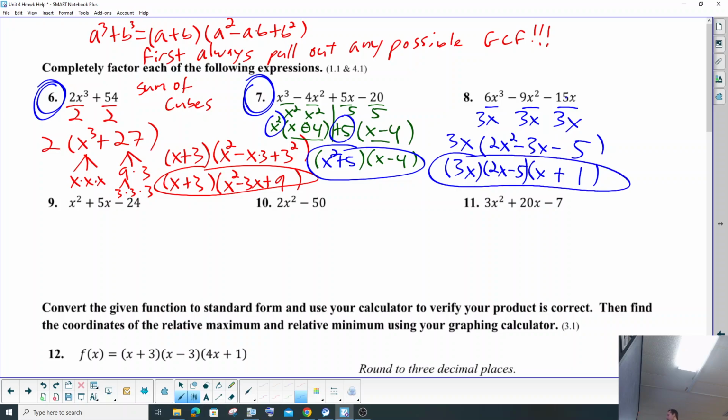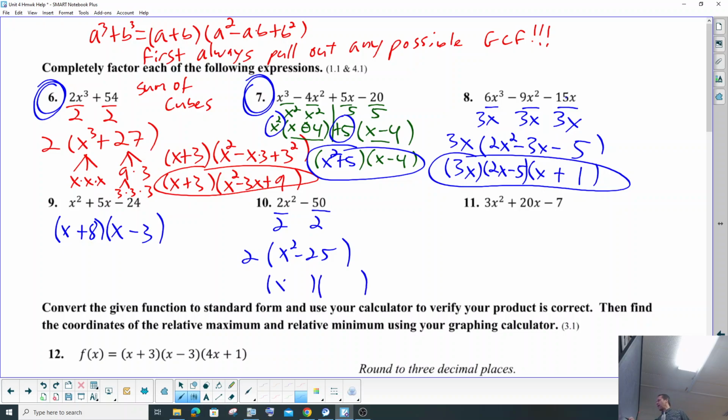Awesome. Okay, so what are factors of 24? Pause me. You should know this. 8 times 3 or 6 times 4. So positive 8, negative 3. For the next one, GCF, pull out a 2. If we pull out a 2, we're left with x squared minus 25. Do you recognize x squared minus 25? It's a difference of squares. So we get x minus 5 and x plus 5.